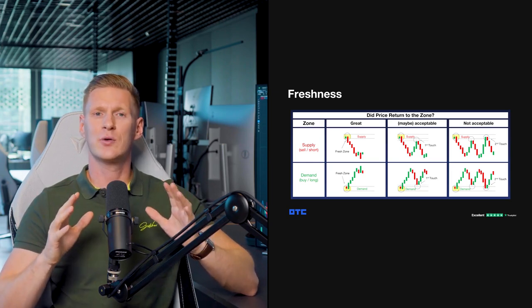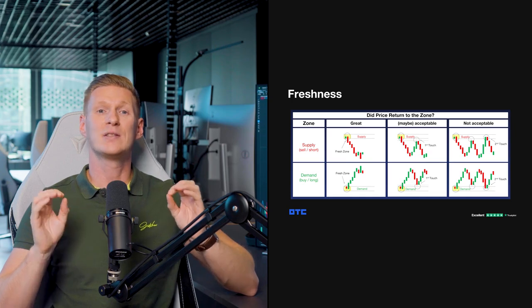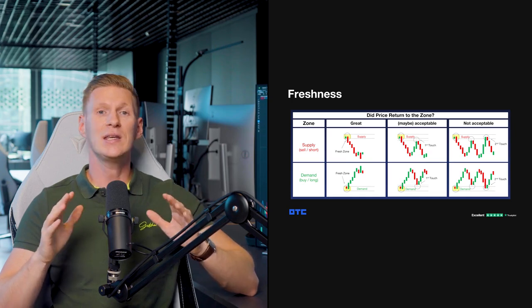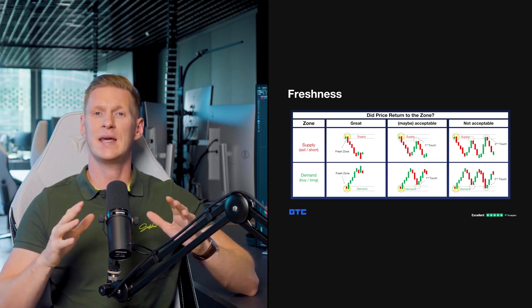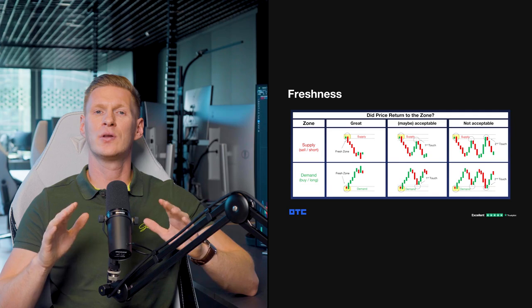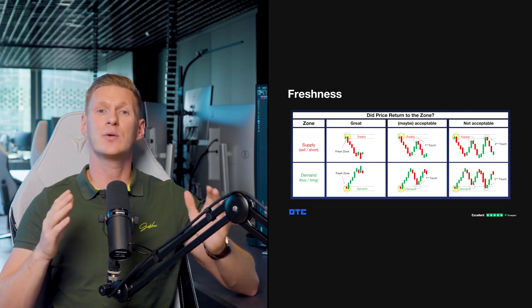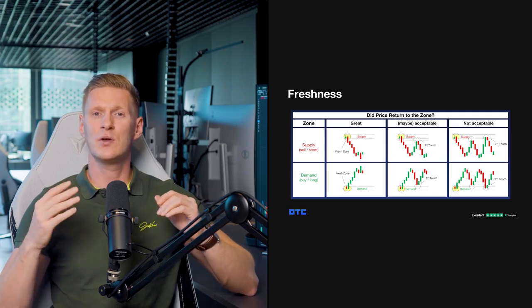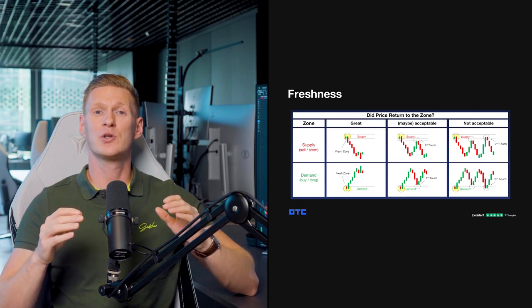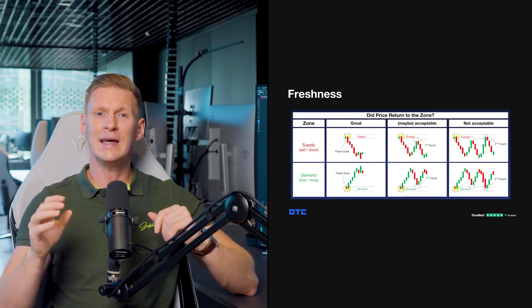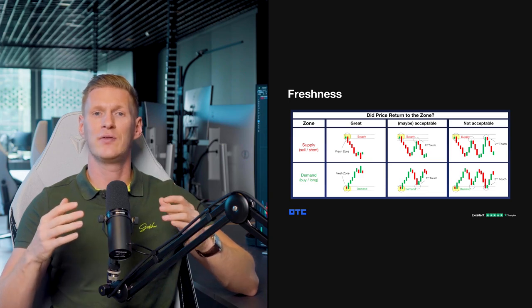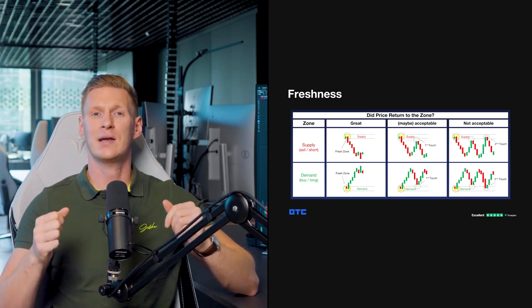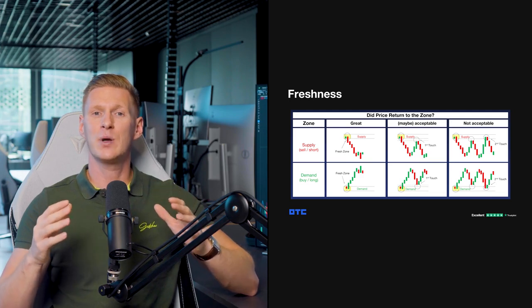The first category represents a zone that is 100% fresh, even when measured using the wider version of the zone. In this case, price has never returned to the zone since its creation. This is the most conservative and reliable approach to freshness. A completely untouched zone ensures that all institutional unfilled orders remain intact, making it the highest probability setup.